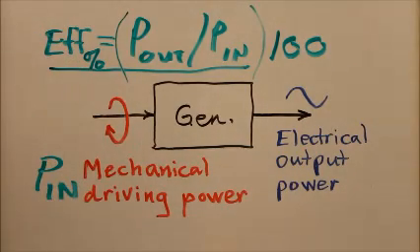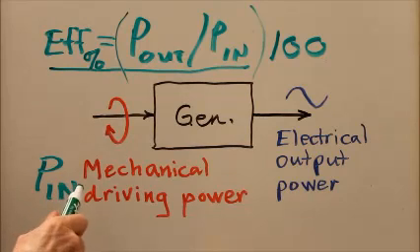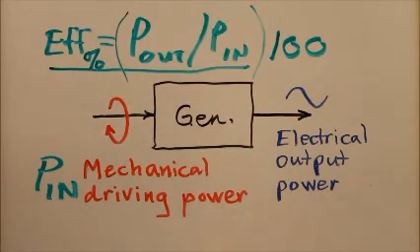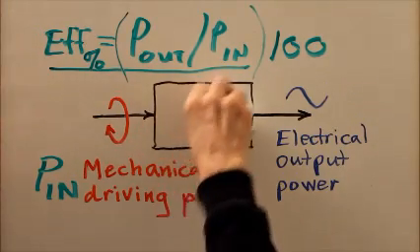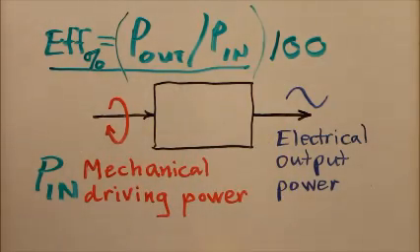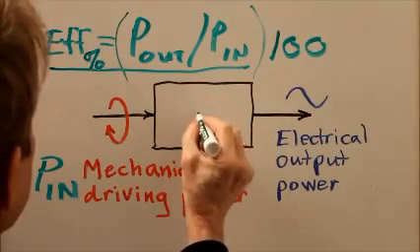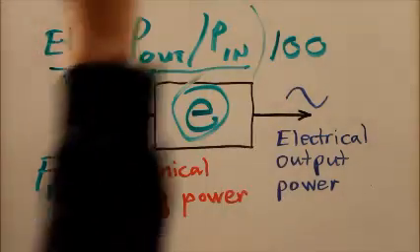Say you are putting in 1,000 watts of mechanical driving power and you're getting 800 watts of electrical output power. Your efficiency as a ratio is 800 to 1,000, or 0.8. But as a percentage, it would be 0.8 times 100, which would be 80%. So the correct answer, when all is said and done in this discussion, is E, as in echo.